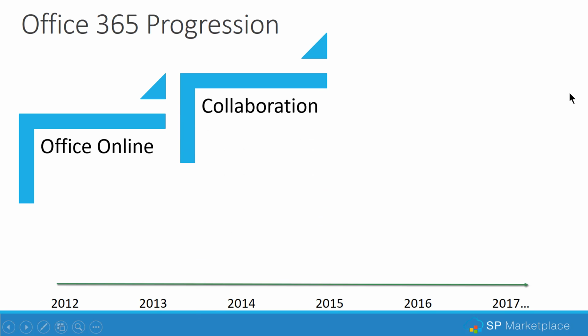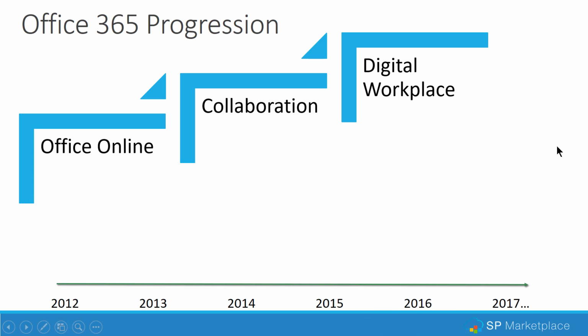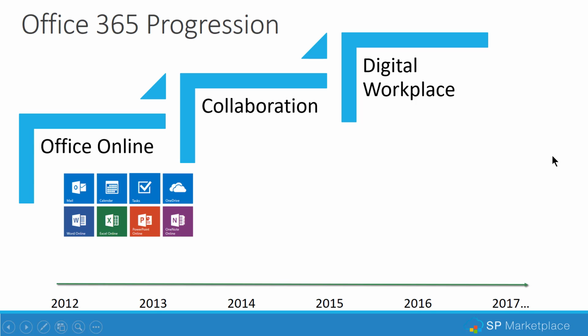So if we take a look at what happened here, really in 2012 to 13 when they first came out, they really put just email and some of the basic office automation capabilities up there. Then they really started moving to saying, hey, we really need to add collaboration as part of this cloud platform so that people can actually share information, discussions, and then finally they've moved it to a digital workplace. So we've seen this progression.